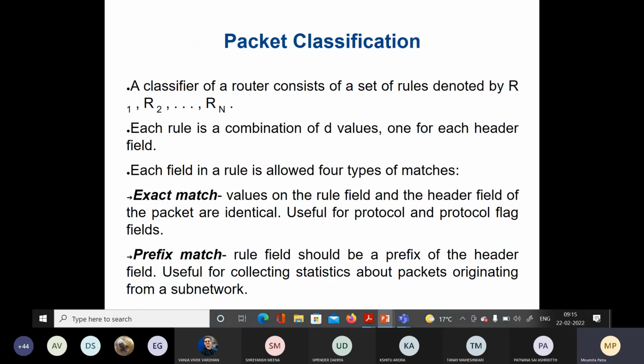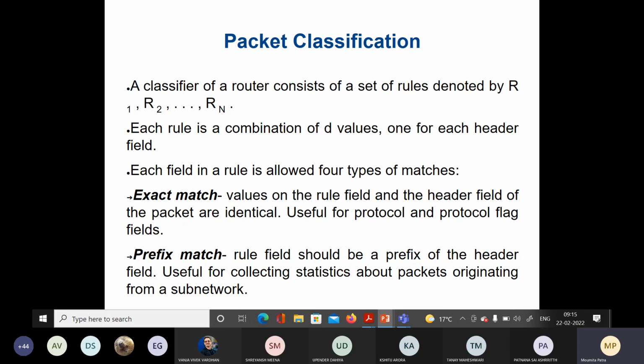Okay, so we will see how it works out. So first, let us see the different ways of packet classification. Let us assume that a classifier of a router consists of some set of rules, which can be denoted by R1, R2, R3 and so on to Rn.